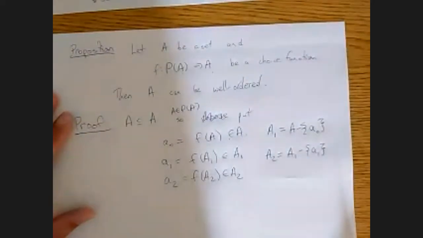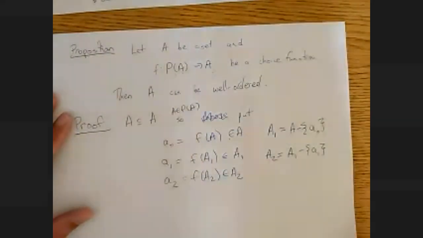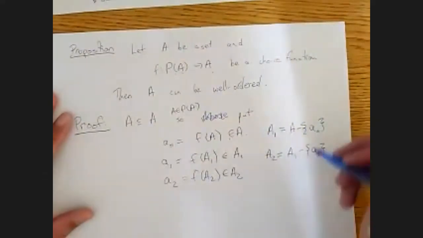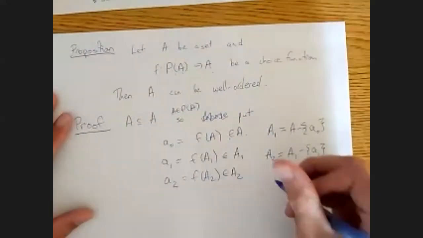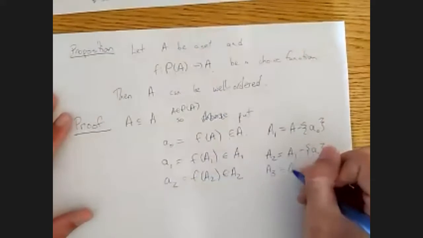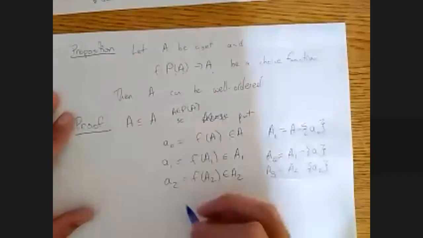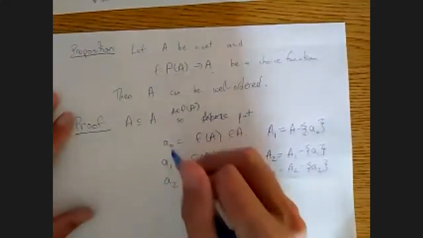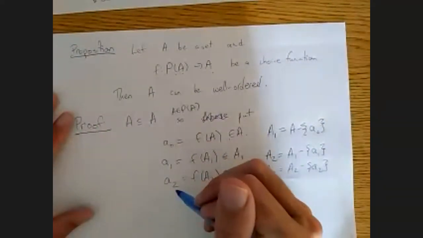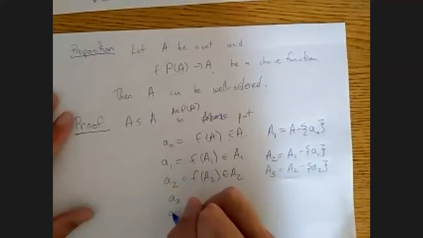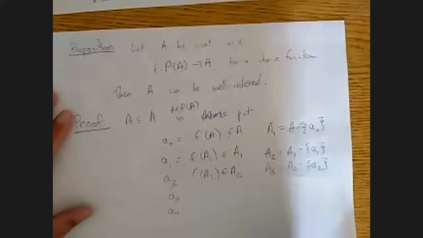So at each step, we keep on choosing a different element that we haven't chosen before, and we just keep on going. We choose an element that's not the same as a0, a1, or a2. We choose a3, and we choose a4. We keep on going.